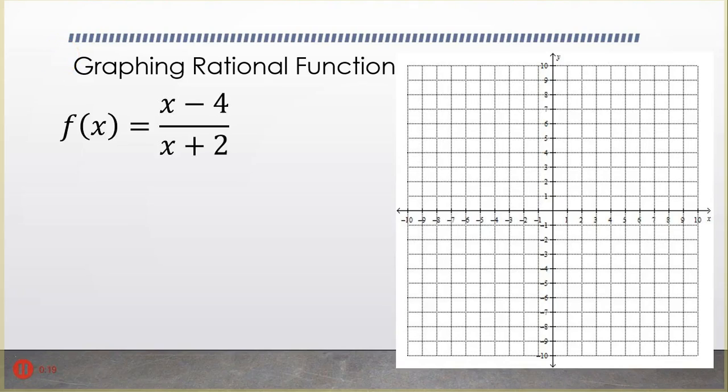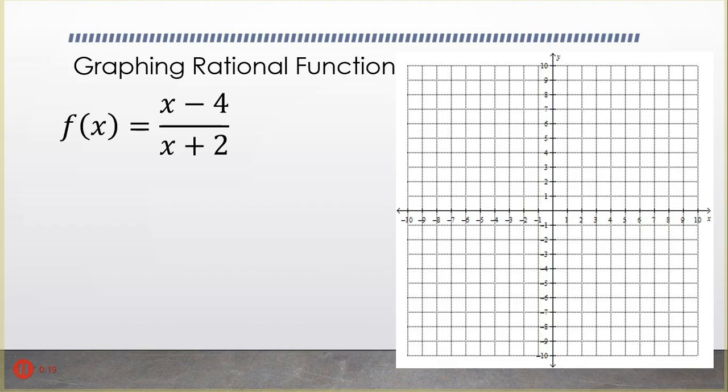4.5 focuses on graphing rational functions. So let's look at the function f of x equals x minus 4 over x plus 2. The first thing we want to do is identify some key characteristics of this graph. So the numerator and denominator are not factorable.